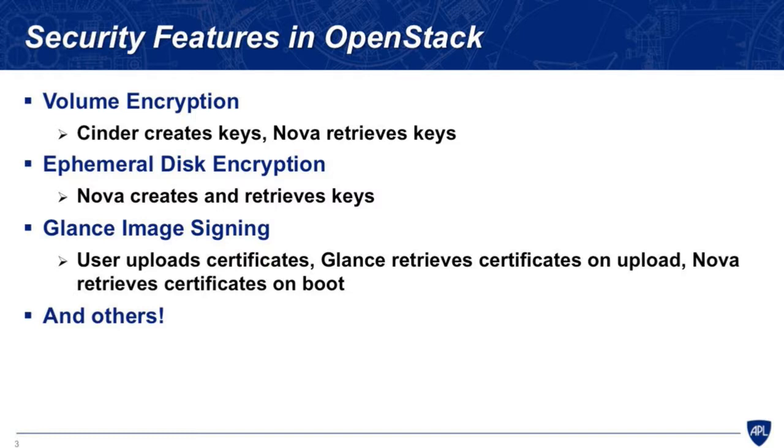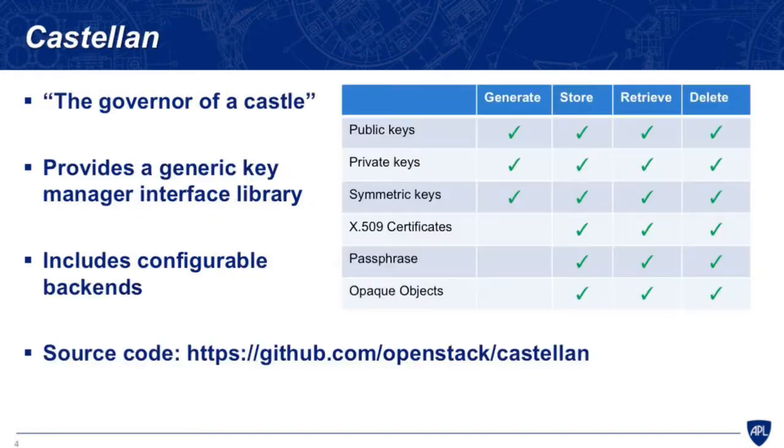And so in all of these services, there was a pattern of generic boilerplate key manager code that was being implemented, and so it made sense to pull out that boilerplate code and put it into a separate library. And so this is where Castellan comes in. Castellan was just that boilerplate code extracted out into its own library. It provides a generic key manager interface.